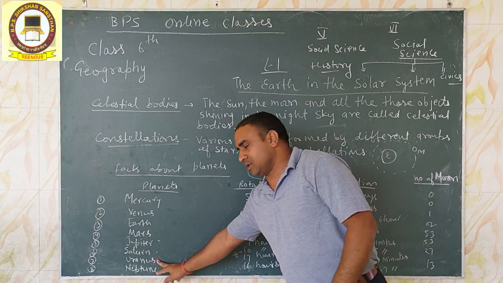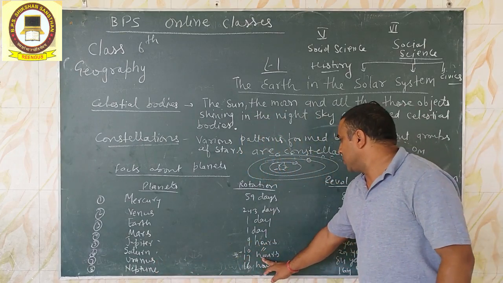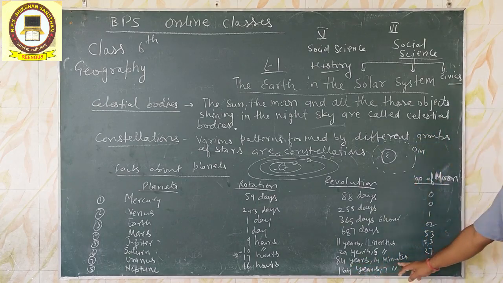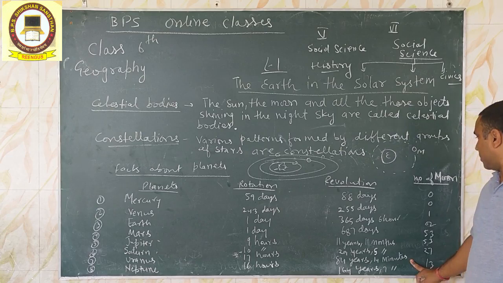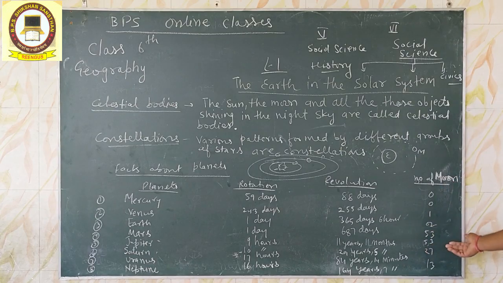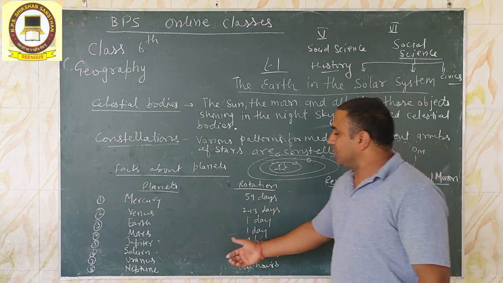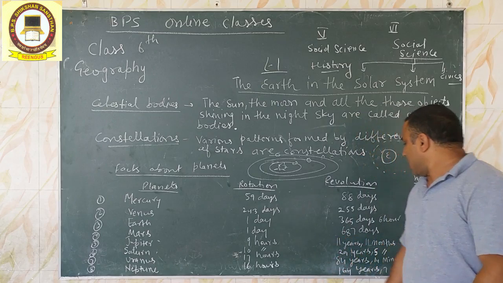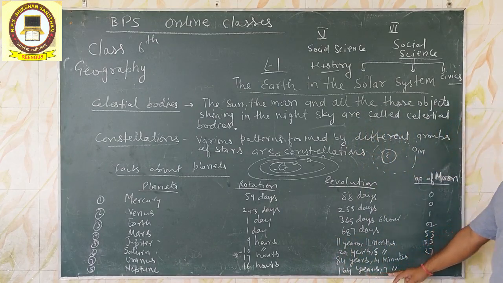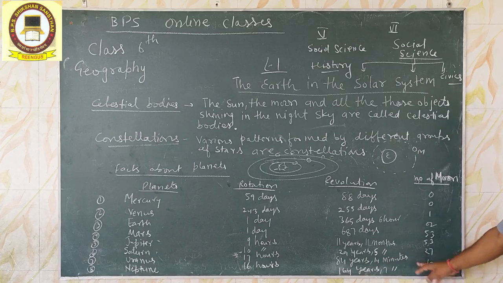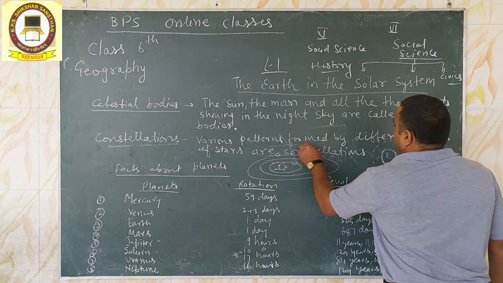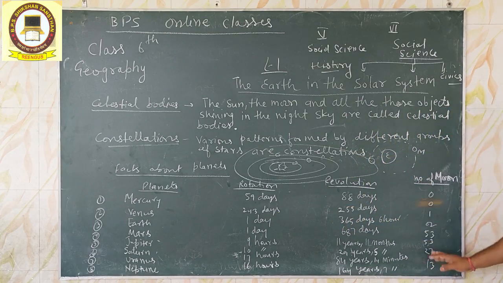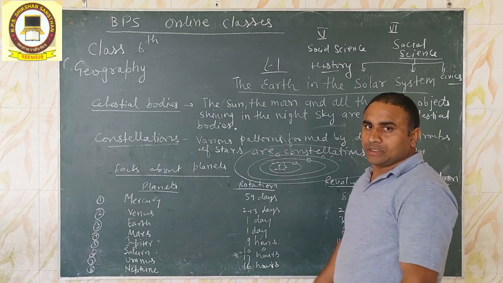Now the next one is Uranus. Uranus takes 17 hours to complete the rotation and 84 years, 14 minutes to complete its revolution. Uranus has 27 moons. The last one is Neptune. Neptune takes 16 hours to complete the rotation and 164 years and 7 minutes to complete its revolution. It means it takes more time to complete the revolution. It has 13 moons. Now thank you.